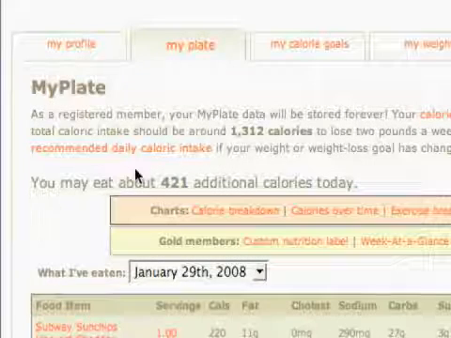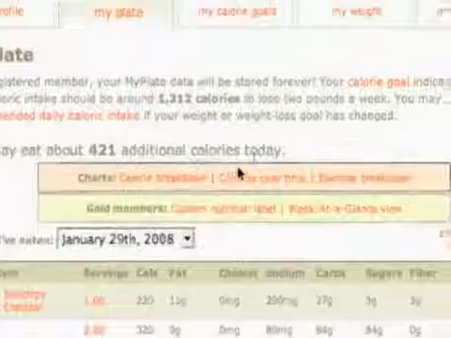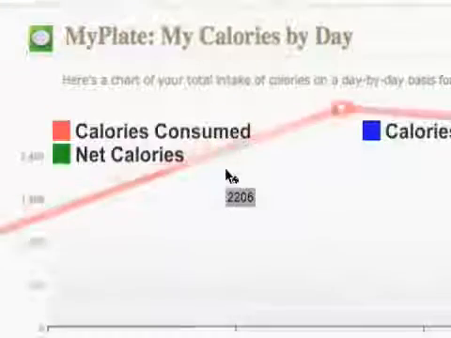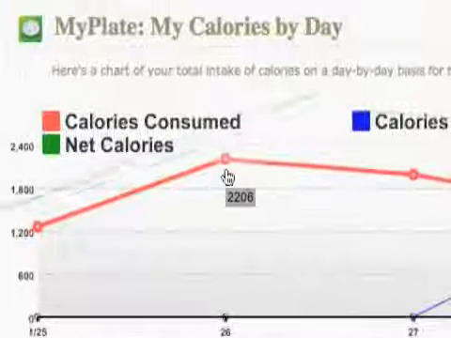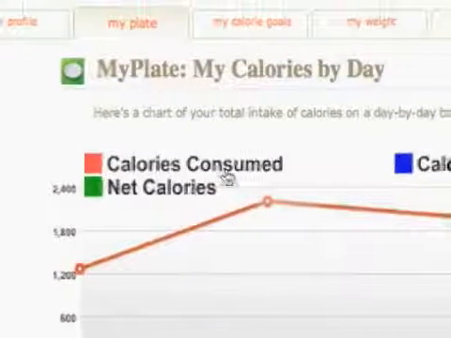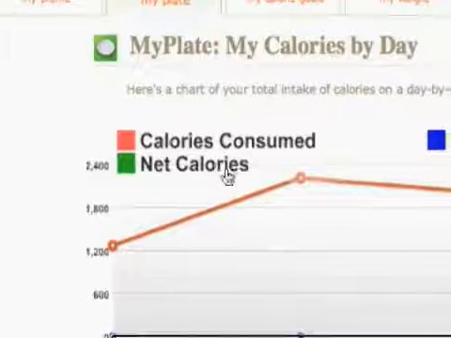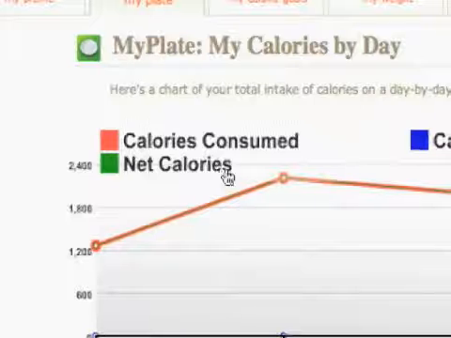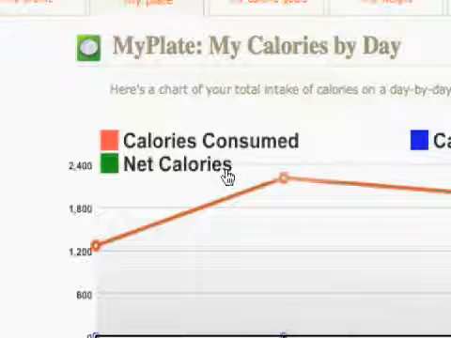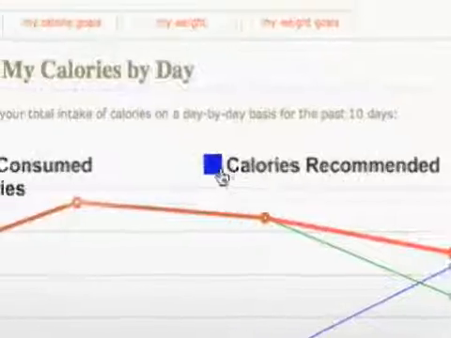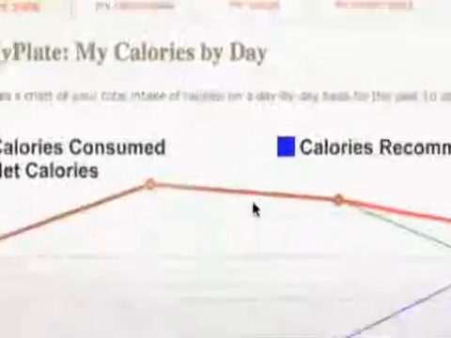So one other breakdown you can do is the calories over time, which is right here, right next to the other charts we went to. This one's a little bit different. It's like a line graph right here. And basically you have three different things. You have your calories consumed, and then your net calories, which is your exercise, the amount of calories you burn, subtracted from your calories consumed, and then your recommended calories based on your calorie goals.